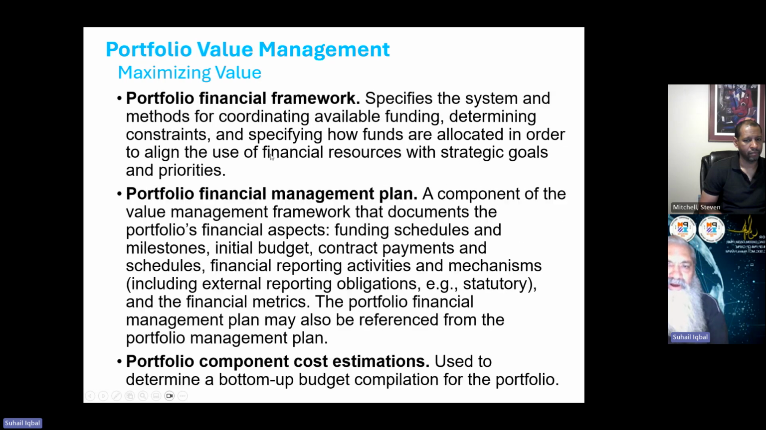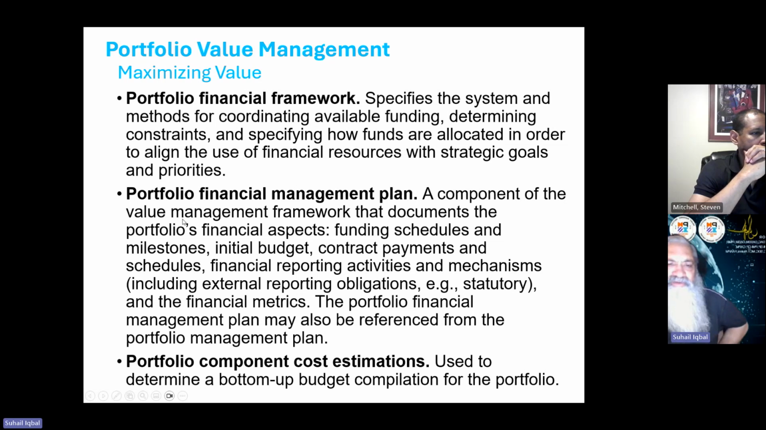We were talking about the framework. I have already explained that. It specifies the system and method for coordinating available funding, determining constraints, specifying how funds are allocated. So this is a kind of financial governance framework for the portfolio. Just like we studied about the guidelines related to finance, they are here. And based on these guidelines and this framework, the portfolio financial management plan will be created. It is a detailed plan based on this framework.